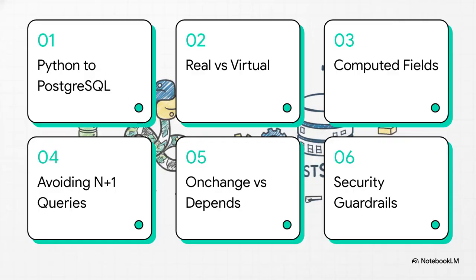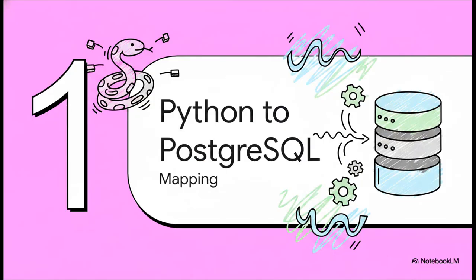So here's our roadmap for today. We'll start with Python to PostgreSQL mapping, move into real versus virtual relationships, tackle computed fields and storage, learn how to avoid n+1 query mistakes, break down on-change versus depends logic, and finally look at performance and security guardrails. All right, kicking things off with Section 1, Python to PostgreSQL mapping.